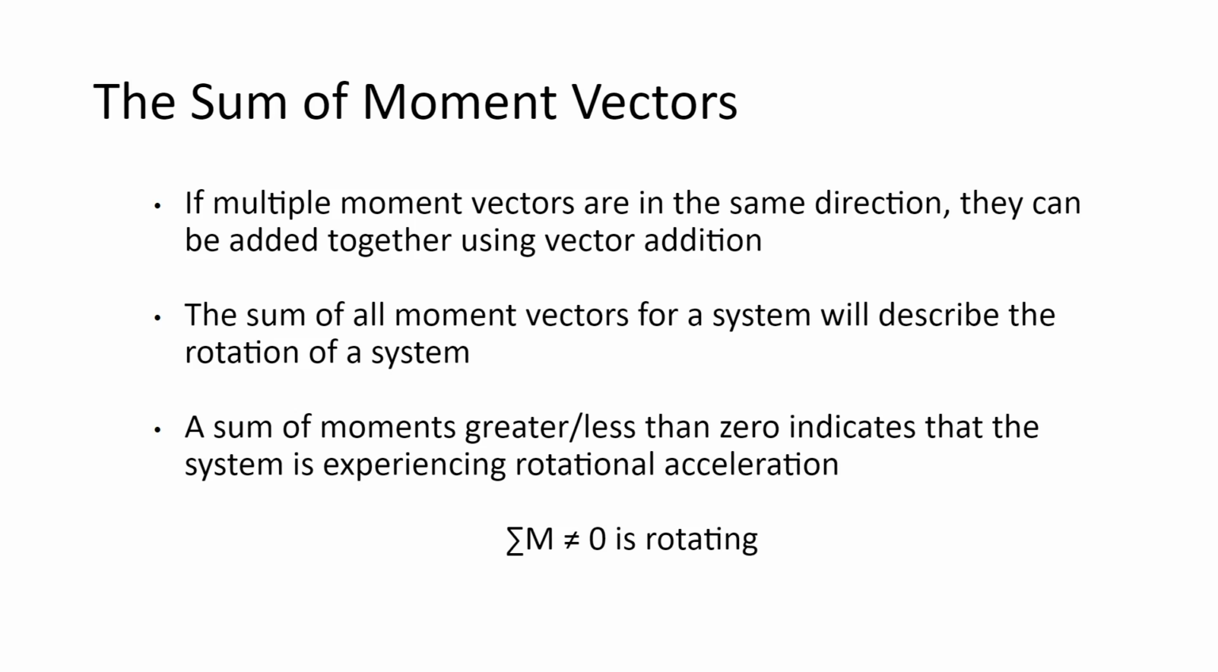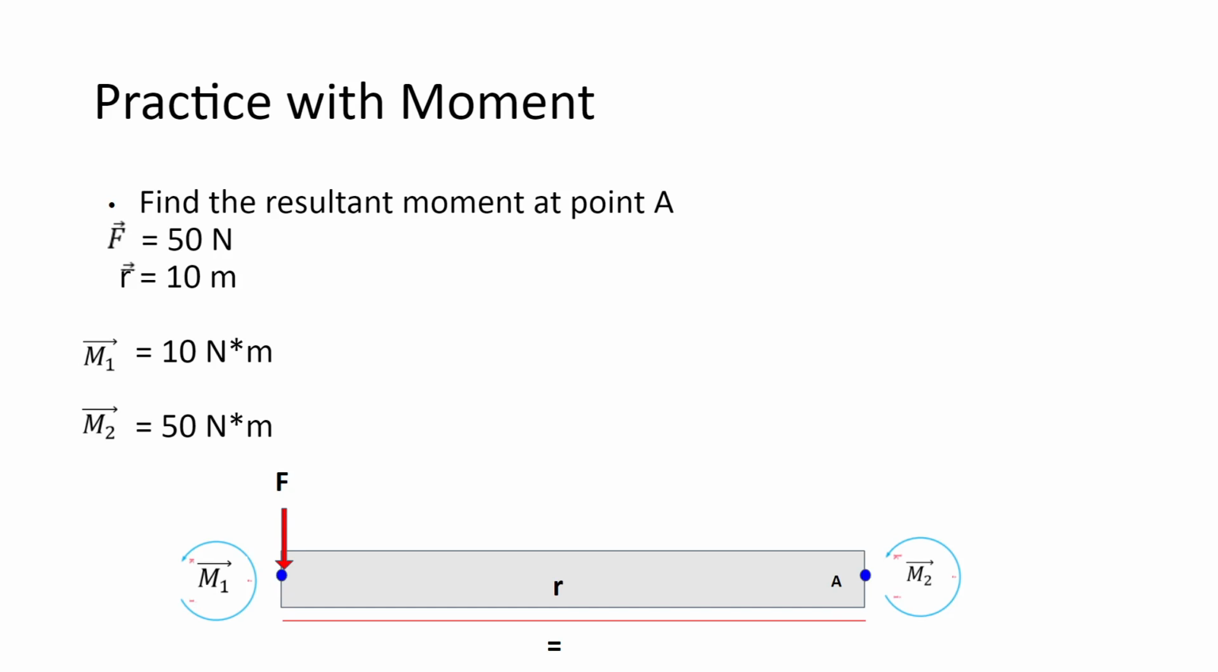And that's just what we cover again here. If multiple moment vectors are in the same direction, they can be added together using vector addition. The sum of all moment vectors for a system will describe the rotation of a system. And a sum of moments greater or less than 0 indicates that the system is experiencing some rotational acceleration. It means it is rotating. Well, why does that matter? We'll be able to figure that out later on when we talk about how statics works. But this is really useful in describing a system and the kind of movement and motion that it's experiencing.